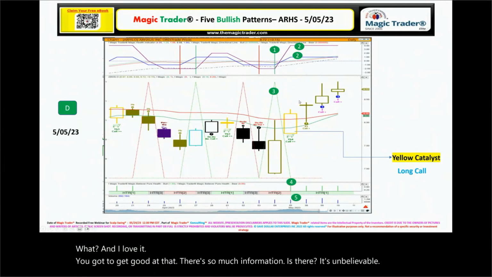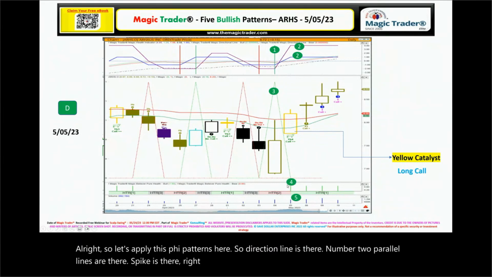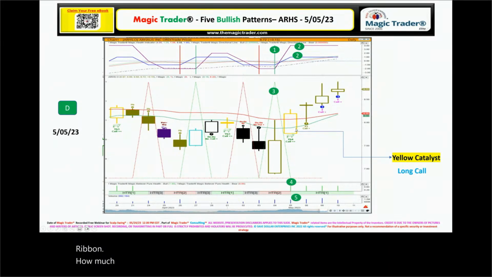All right, so let's apply these 5 patterns here. The direction line is there. Number 2, parallel lines are there. The spike is there, right? Then number 4, pure health is there, and the ribbon. How much more do you want? And you had a yellow bar, a perfect storm, and it went to the moon.